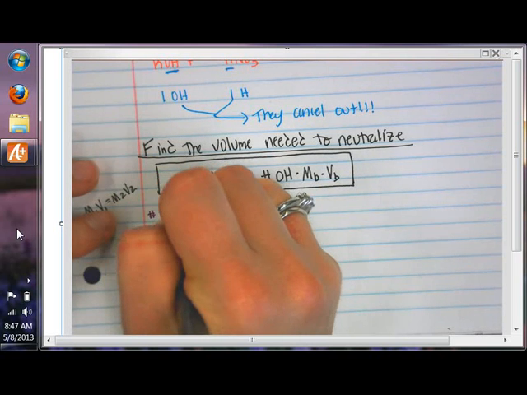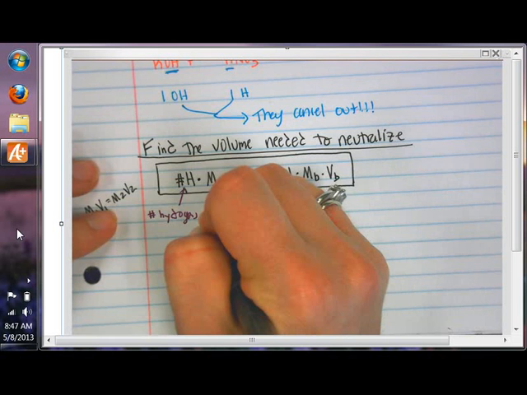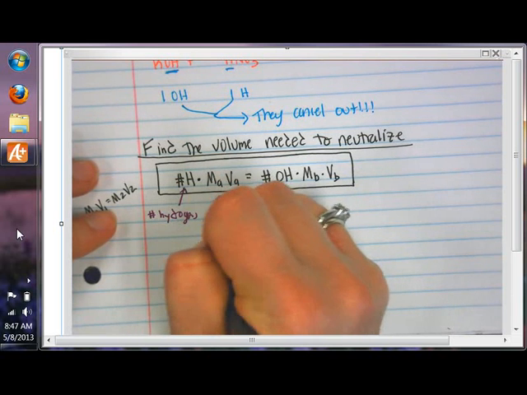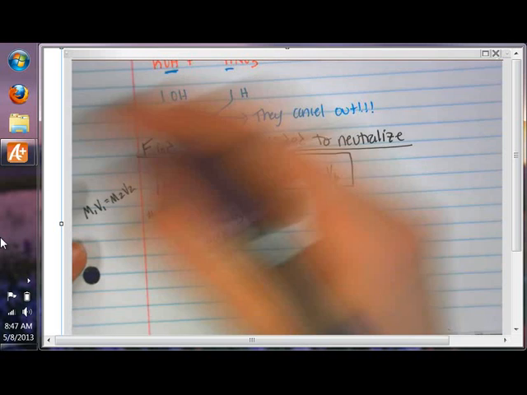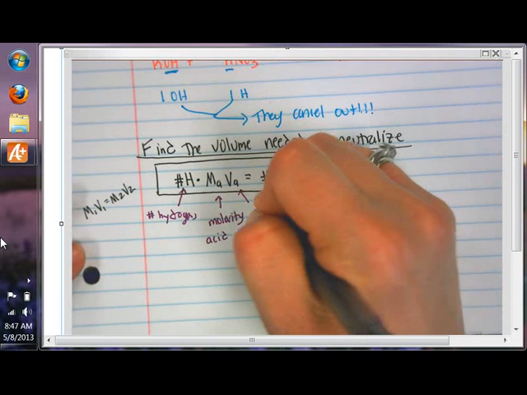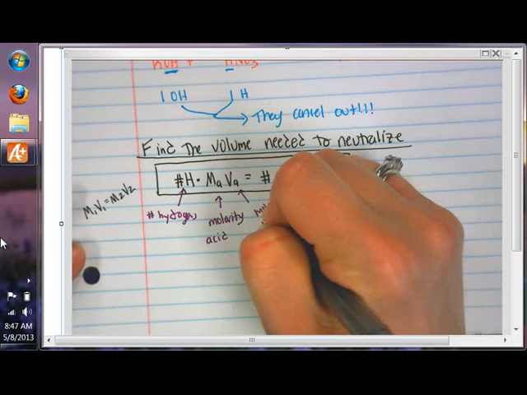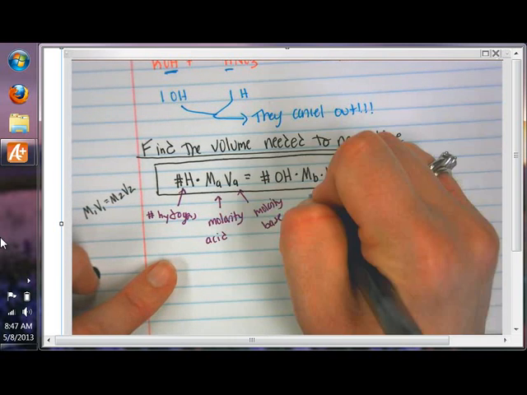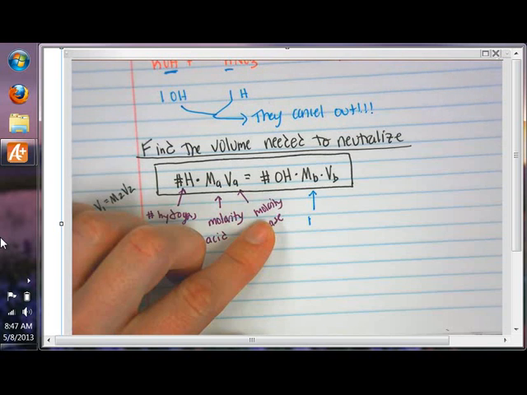Ma is the molarity of the acid, and Va is the molarity of the base. I think number of OHs is self-explanatory. Mb is the, oh no, give me a point. That is the molarity of the acid.